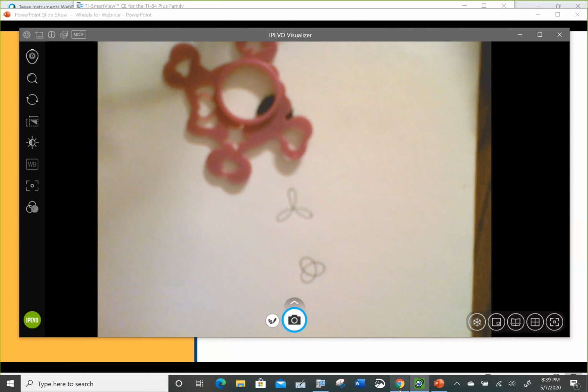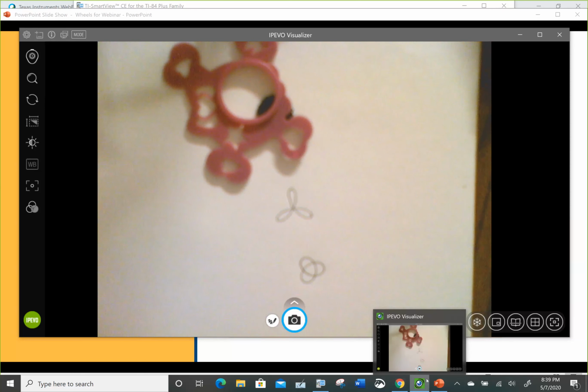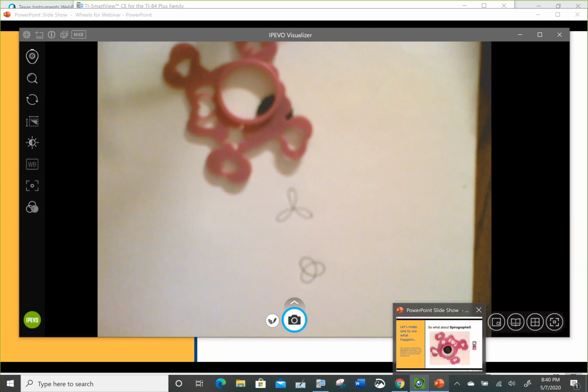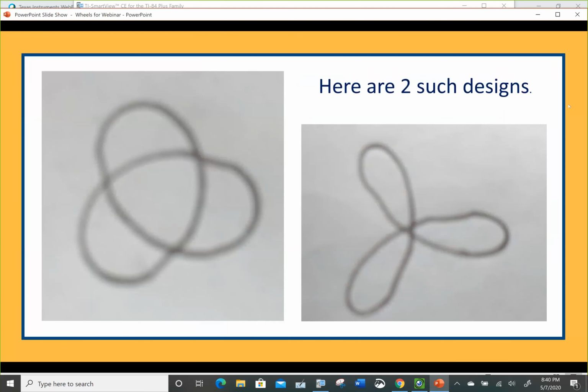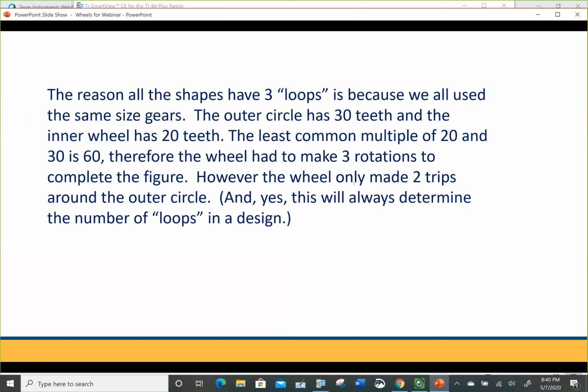Now, why did I get a 3-looped figure no matter where I placed my pencil? This is wait time. Okay? And by the way, here are the two designs. The reason that all of these shapes have 3 loops is because we use the same size gear. We use the same gear for both figures.